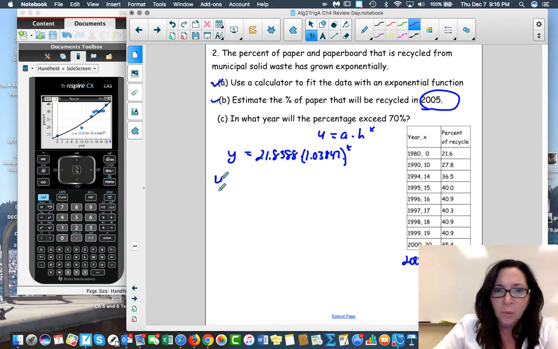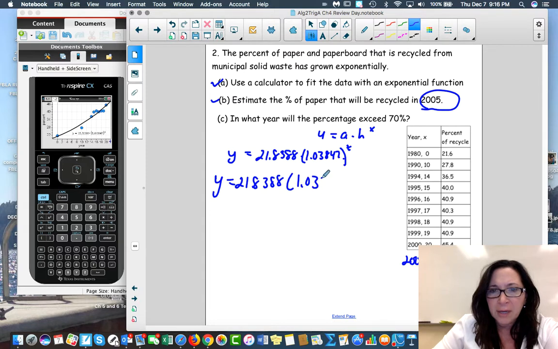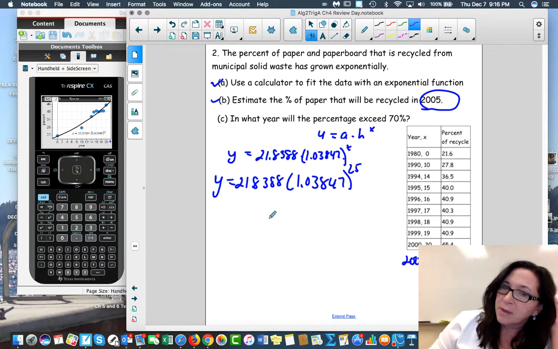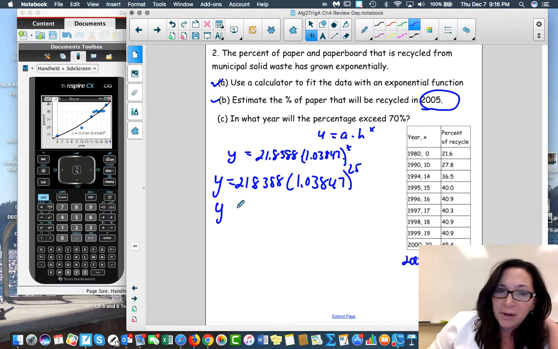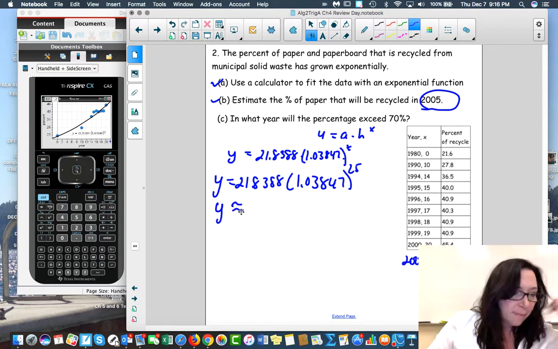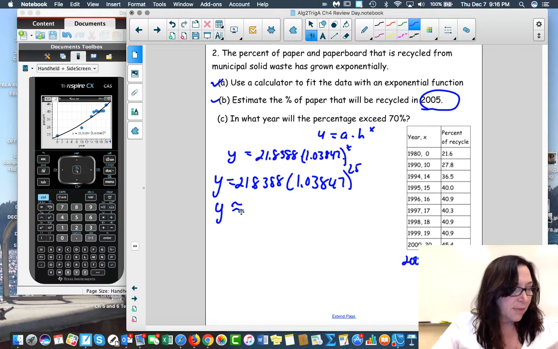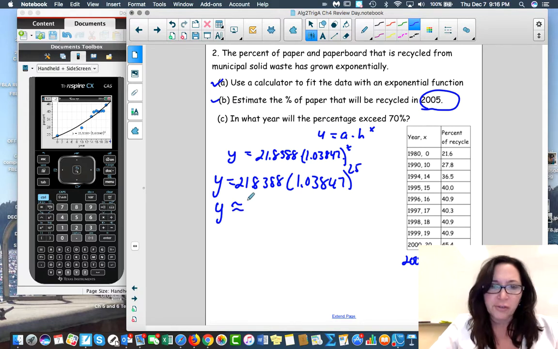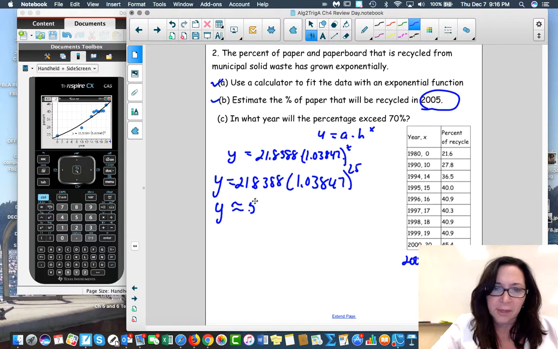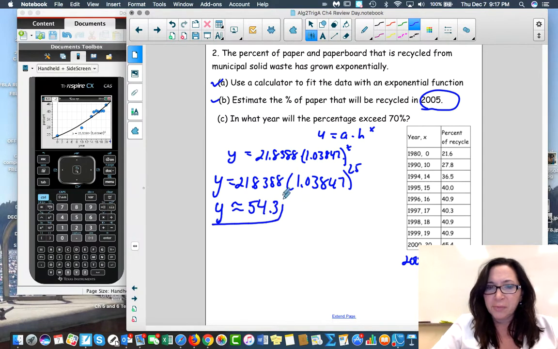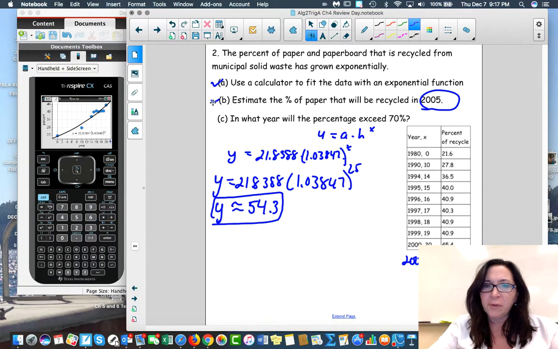So I'm going to go y is equal to 21.8388 times 1.03847 to the 25th power. Plug that in your calculator and let's see what I got. You can plug it in. You should get y is approximately 54.3%. So that's the percent that you're going to get for this problem.